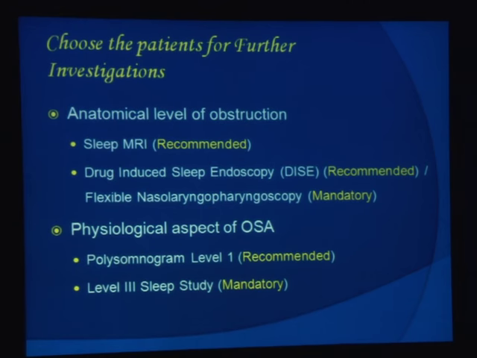And now we are going to choose the patients for further investigation. With all these clinical symptoms, we have to choose and to know the level of obstruction and the physiological aspect of the problem. For the anatomical level of obstruction, sleep MRI or dynamic MRI can be done, or drug-induced sleep endoscopy. If we couldn't do either of these, at least we should do a flexible nasal and laryngopharyngoscopy to look into the nasopharynx and hypopharynx, and it is mandatory just before doing any interventional procedure.